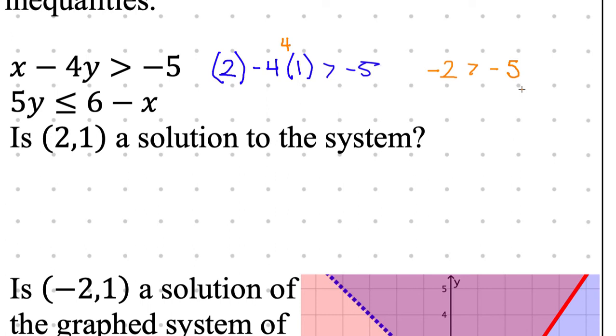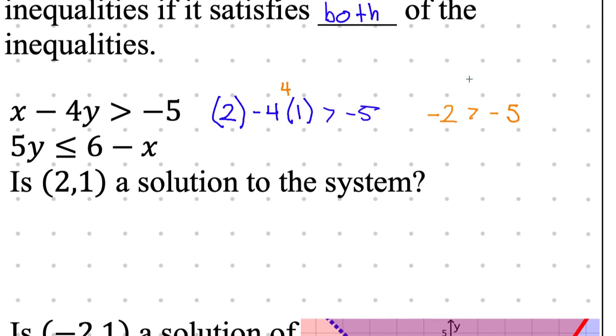I need thumbs on this one. Can you guys give me a thumbs up if you think it's true and thumbs down if you think it's false? Because it looks like 5 is bigger than 2, right? So, the answer is actually thumbs up. Because if I think about this in terms of a number line, I have 0 here, -1, -2, -3, -4, -5. Which one is more to the right? -2 or -5? Well, -2 is farther on the right.